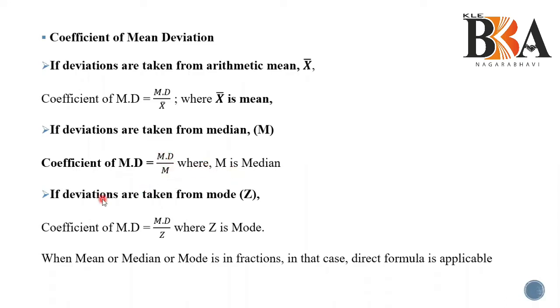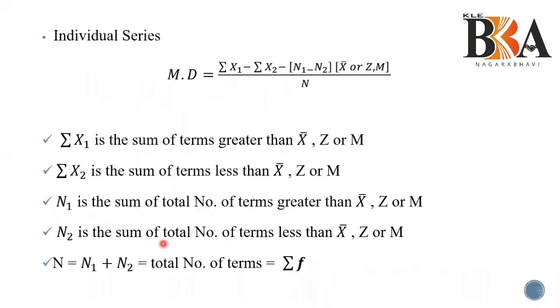If the deviations are taken from the mode, the coefficient of mean deviation equals the mean deviation divided by Z, where Z denotes the mode. When the mean, median or mode are in fractions, in that case the direct formula is to be applied. We will see the problems now.